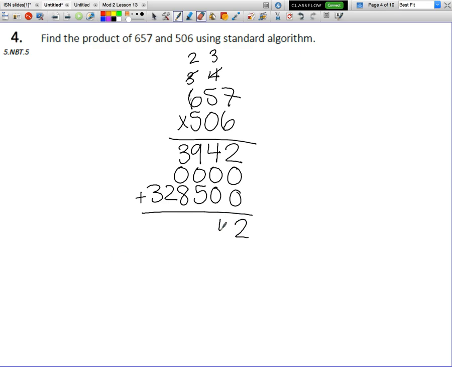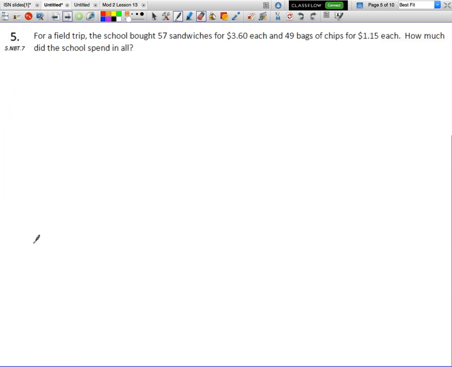So I've got 2, 4, 9 and 5 is 14. Carry my 1. 8 plus 3 is 12. Carry my 1. 2 plus 1 is 3. And 3 plus 0 is 3. So I have 332,442. And we keep moving. All right.